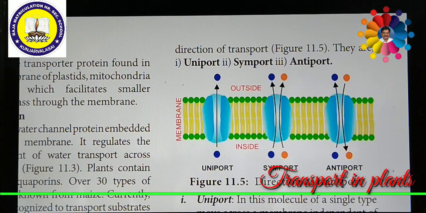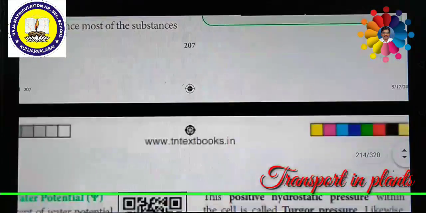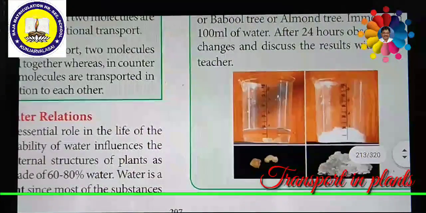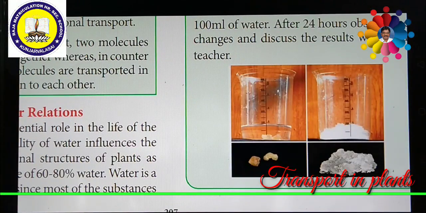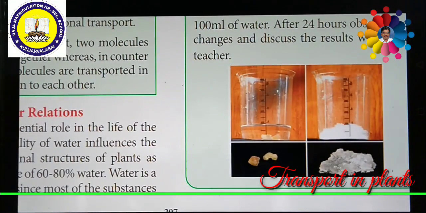Look at the picture, and you will be able to understand what imbibition is. On the left side of the picture is a beaker containing water and a small piece of dry gum. If you drop it inside, within a few minutes it will absorb the water and swell. So this is called imbibition.